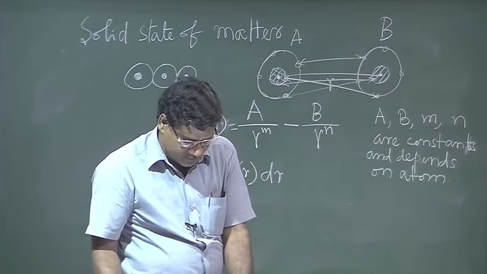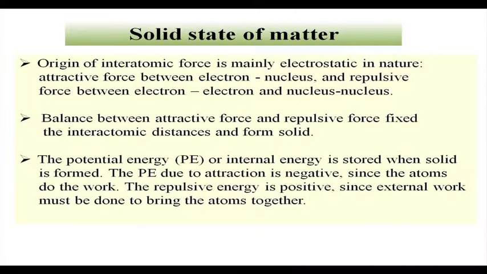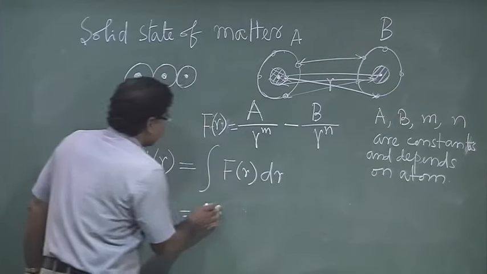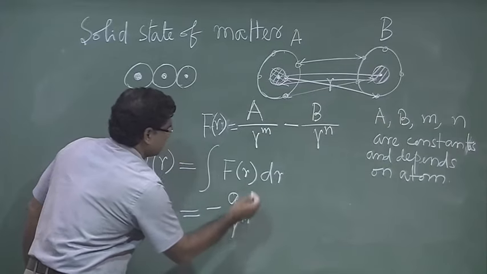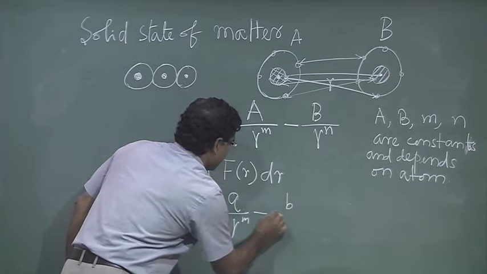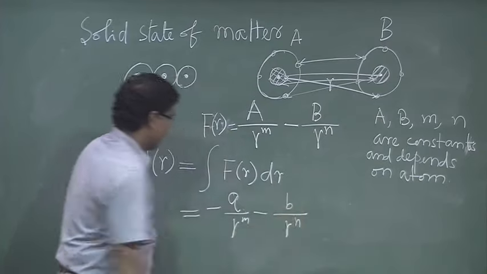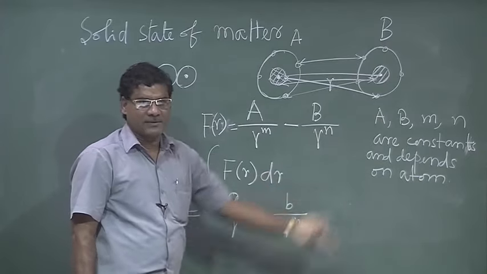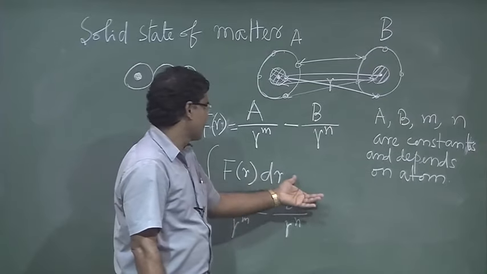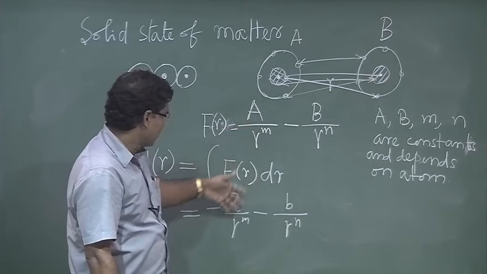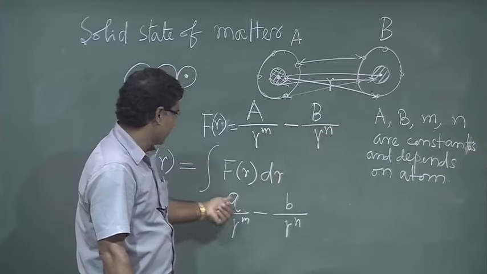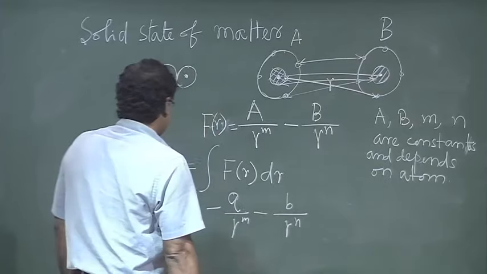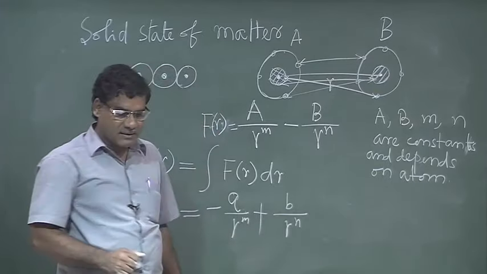If you integrate it, I can write the expression directly. It will come like this: a by r to the power m minus b by r to the power n. Here a and b are basically new characteristic constants. When you integrate, you get this a in terms of A, B, m and n, so we define them with new constants a and b. Okay, and I think this will be plus.